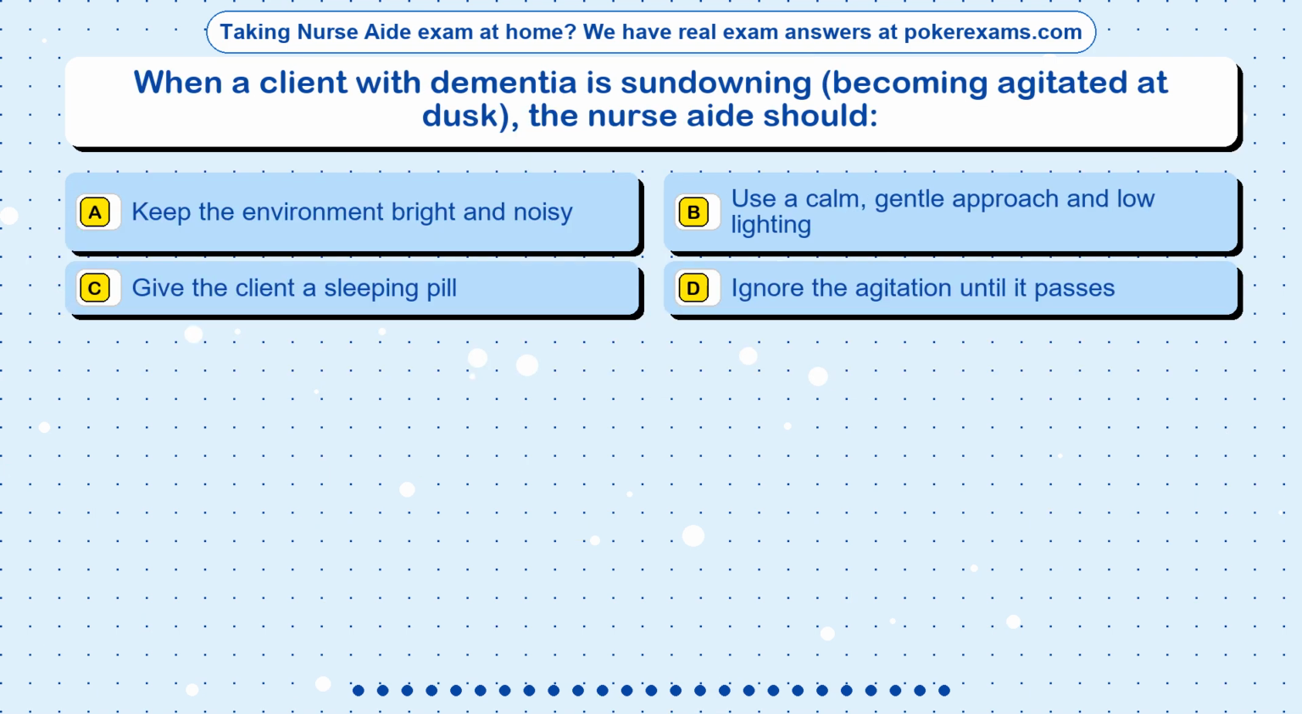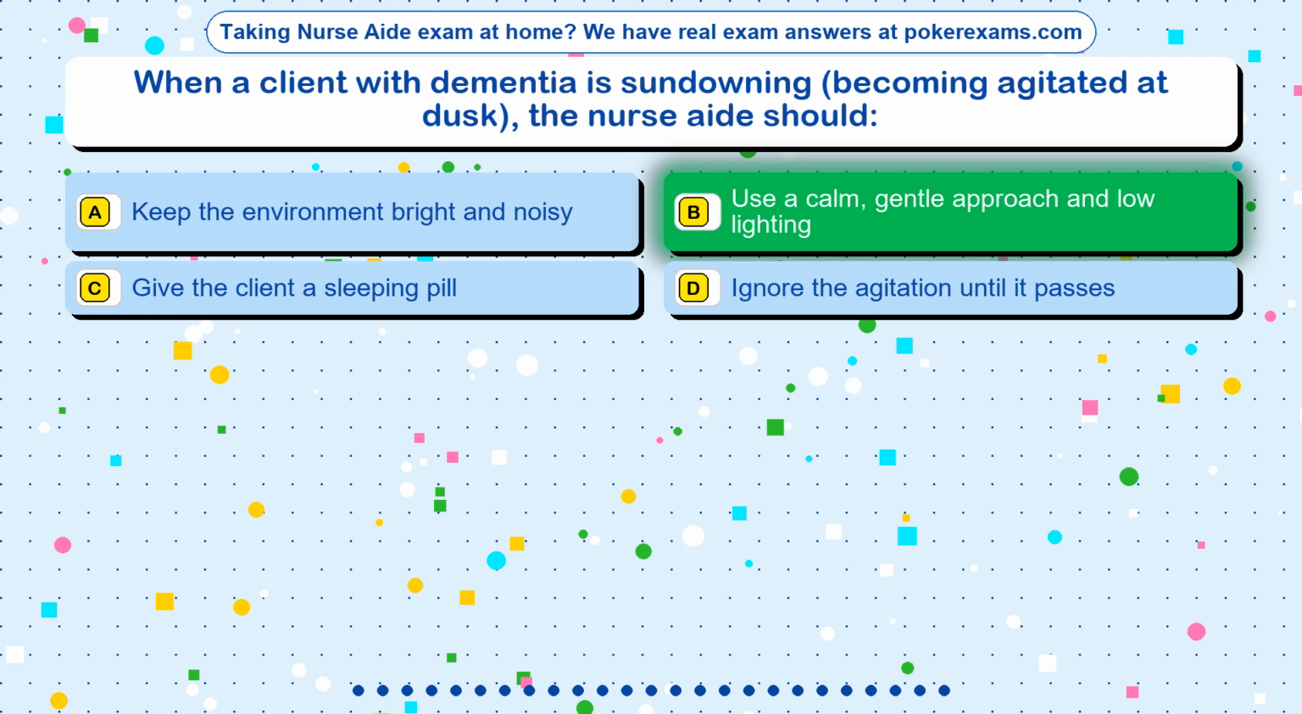Question 4. When a client with dementia is sundowning, becoming agitated at dusk, the nurse aide should: Option A, keep the environment bright and noisy. Option B, use a calm, gentle approach and low lighting. Option C, give the client a sleeping pill. Option D, ignore the agitation until it passes.